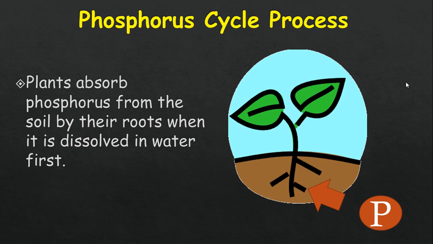Well, plants or other primary producers are going to be the first living things readily using that phosphorus. However, with plants, the only way for them to use that phosphorus is that phosphorus must be dissolved in water first, and then their roots can absorb it and assimilate that into the tissues of the plant.